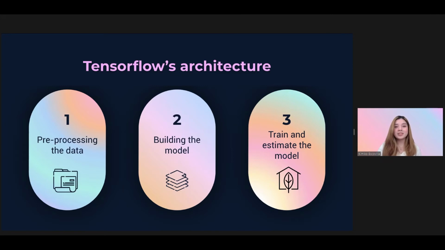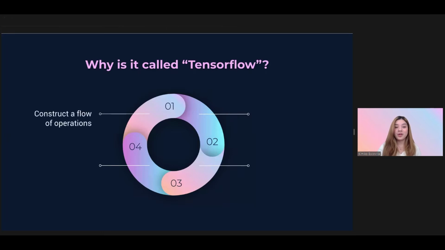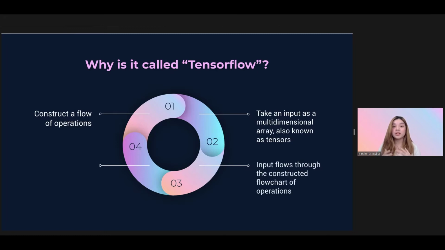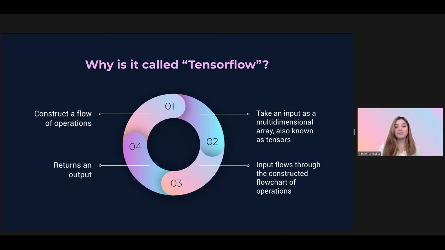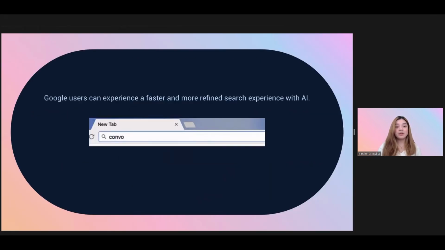But why is it called TensorFlow and what is a tensor? It is called TensorFlow because it takes in an input as a multidimensional array, also known as tensors. These tensors flow through a flowchart of operations that you constructed, and it comes out of the other end as an output. One example of this is Google users can experience faster and more refined search experience with AI. If the user types a keyword in the search bar, Google provides a recommendation about what the next word could be.